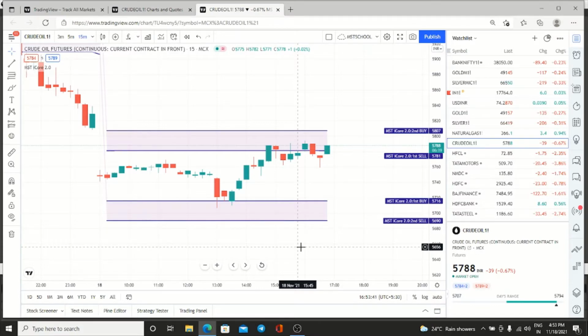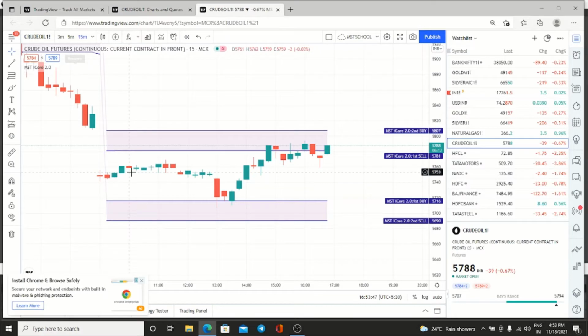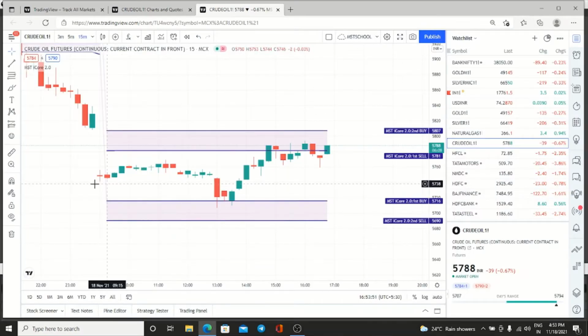Today, let us see the performance of crude oil. In the morning, what you have to do is keep the default settings. Once the market has reached either the buy entry or the sell entry, we have to trade.